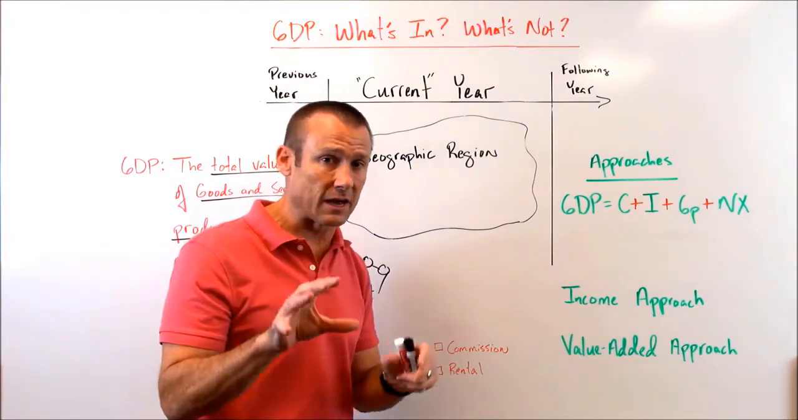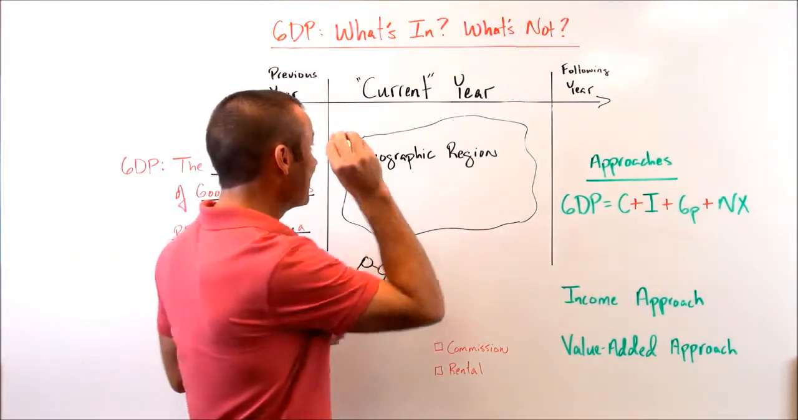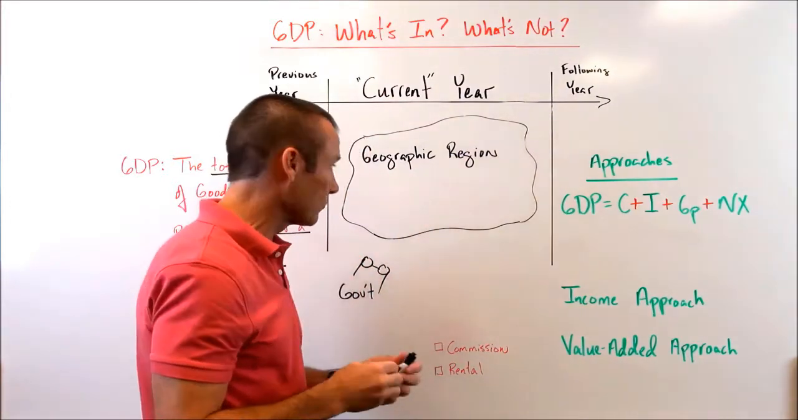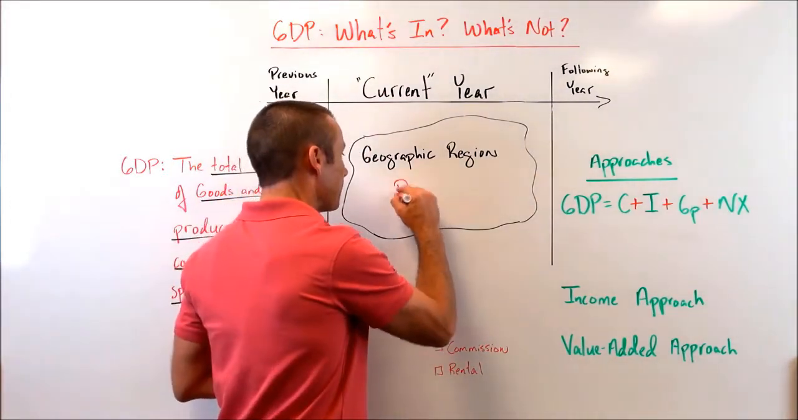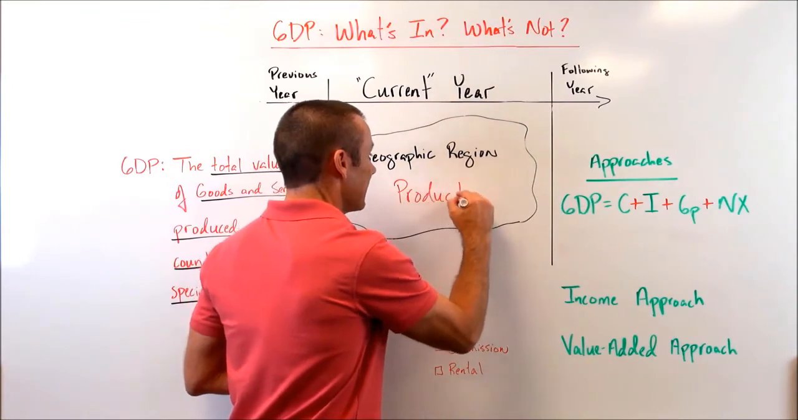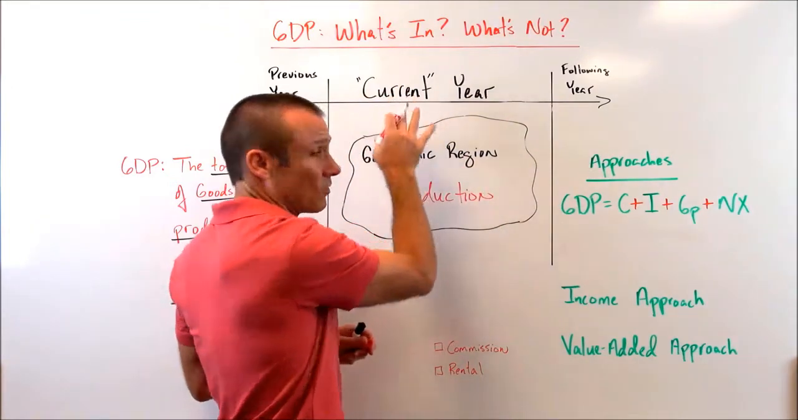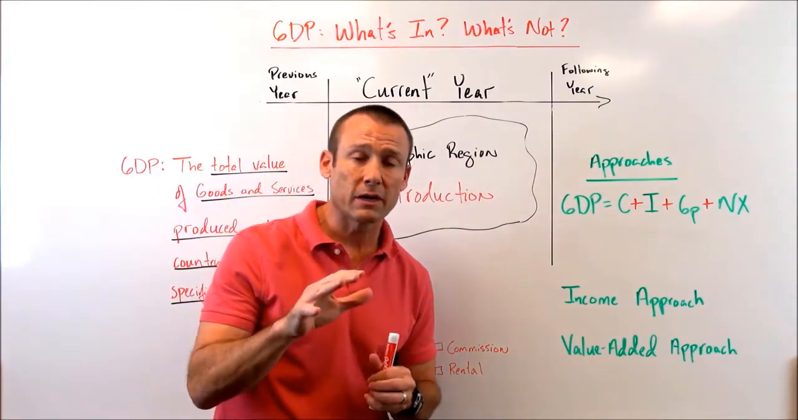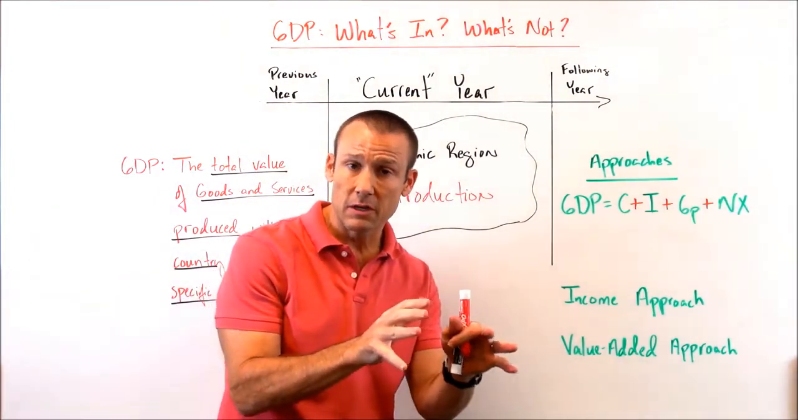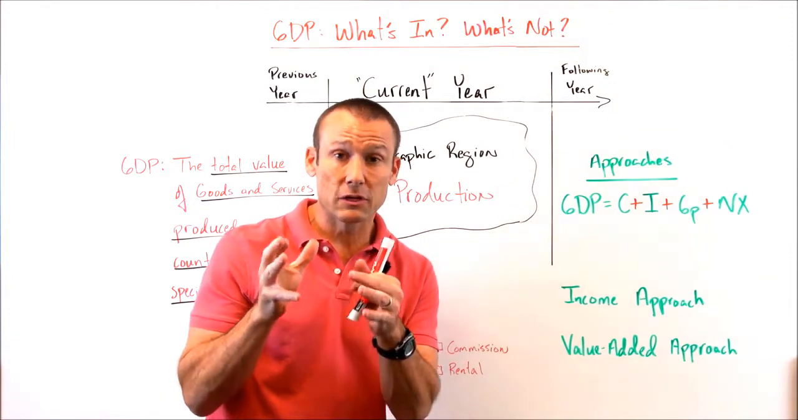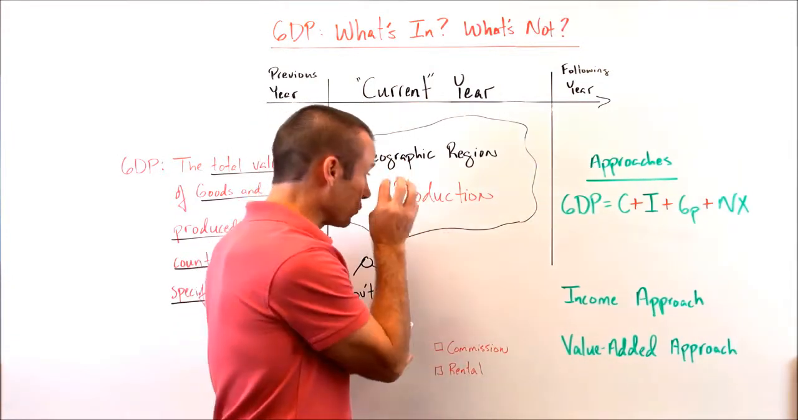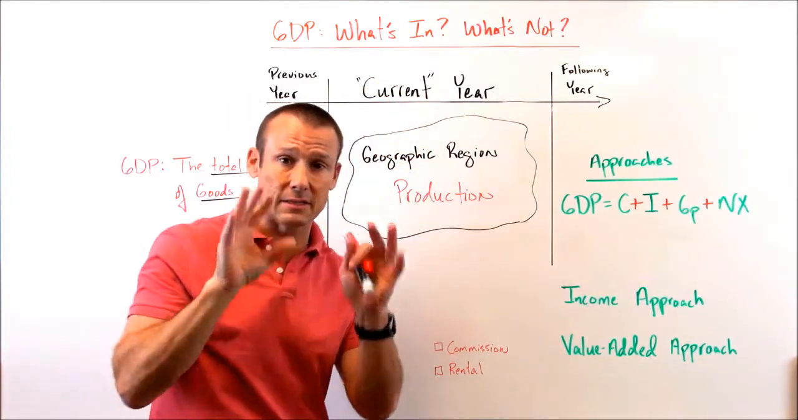Now here's the key, guys. Production must happen in that current year, and it must happen in that geographic region. So let me put that here. The production must happen inside of that current year, and it must happen inside the geographic region. We don't care who owned the factors of production that produced the good. We don't care actually who produced the good or service. GDP is a where measurement. It cares where and it cares when, and that's it.